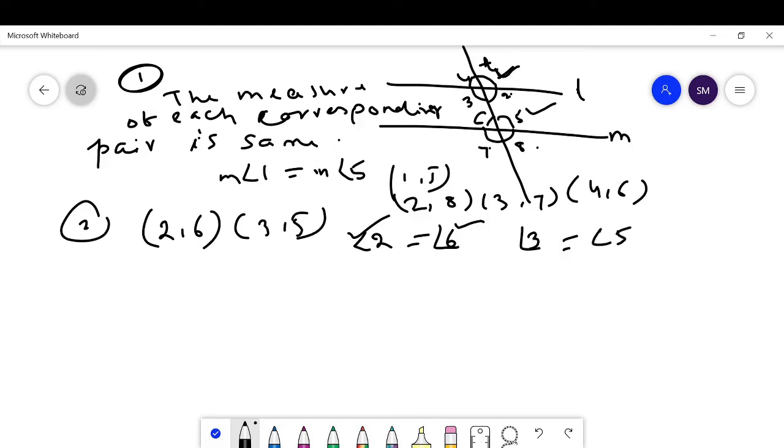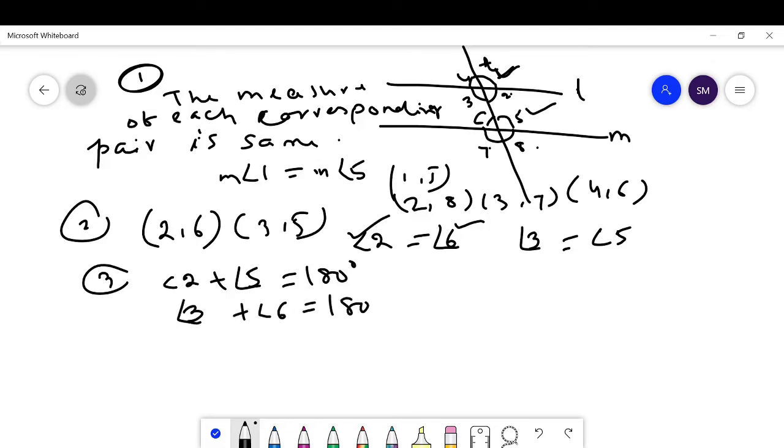Then the third theorem says the pair of co-interior angles are supplementary to each other. This means angle 2 plus angle 5 is equal to 180 degrees, as they are supplementary. Angle 3 plus angle 6 is equal to 180 degrees. These are the three summaries of the theorems we discussed in my last class. Here we solve some problems based on these theorems.